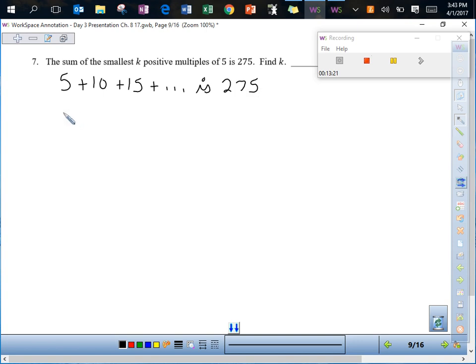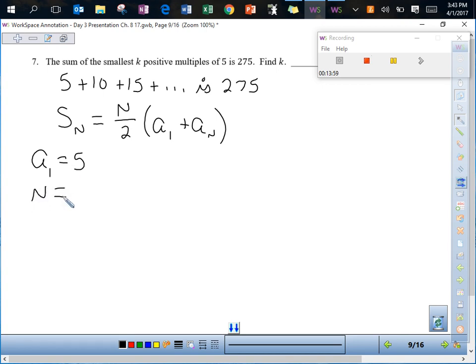I'm going to start off with my formula that we've already worked with. The sum of these numbers is n over 2 times a sub 1 plus a sub n. The bad thing with this problem is we don't know a sub n. That's what we're trying to figure out, what term it would be. So when I start working with this, I know my a sub 1 is 5. I don't know my last number. And I don't know my n. So here's what it's going to start looking like.